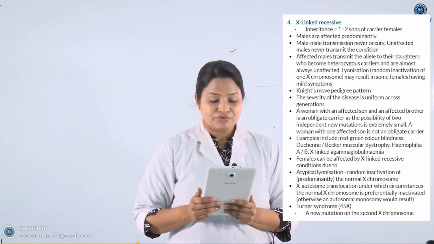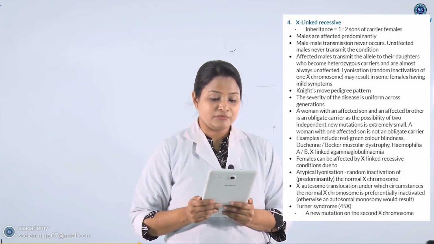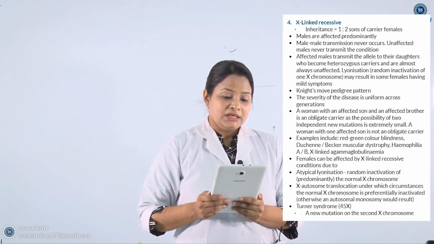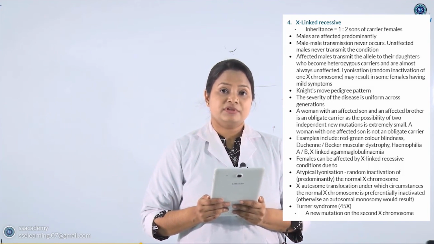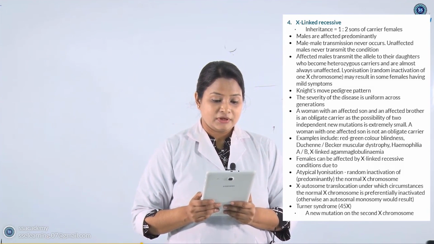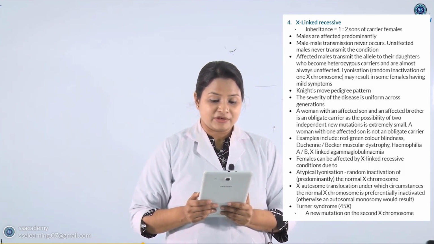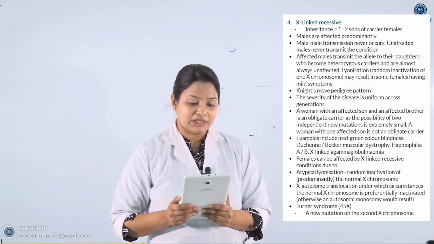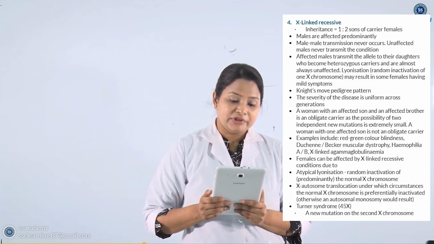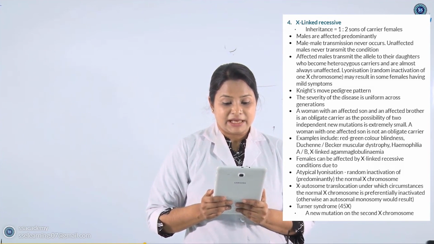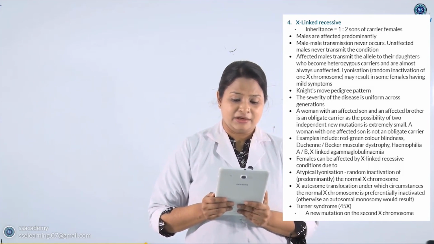Affected males transmit the allele to their daughters, who become heterozygous carriers and are almost always unaffected. Knight's move pedigree pattern. The severity of the disease is uniform across the generations. All women with an affected son and an affected brother are obligate carriers. Examples include red-green color blindness, Duchenne and Becker muscular dystrophy, hemophilia A and B, and X-linked agammaglobulinemia.